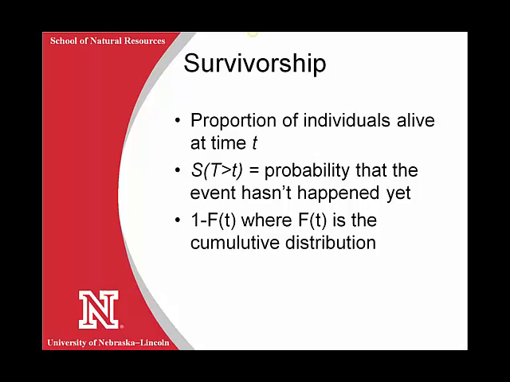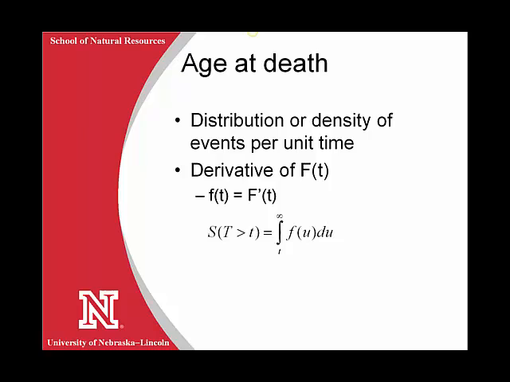And that's what we've been plotting up until this point. It's essentially the survivorship curve, or 1 minus the cumulative distribution. And we're often then, as a result, interested in the age at death, as we calculated before. What's the average age at which individuals in a group are dying? And so this is the distribution or density of events per unit time, and that's given as the derivative of this cumulative distribution function.